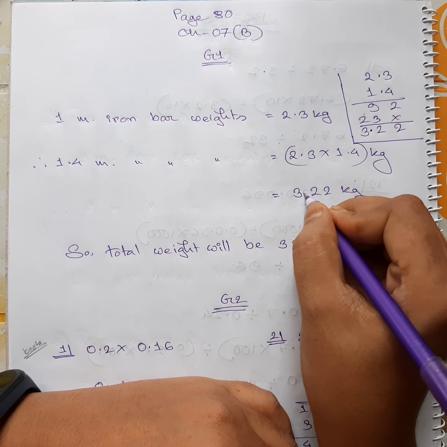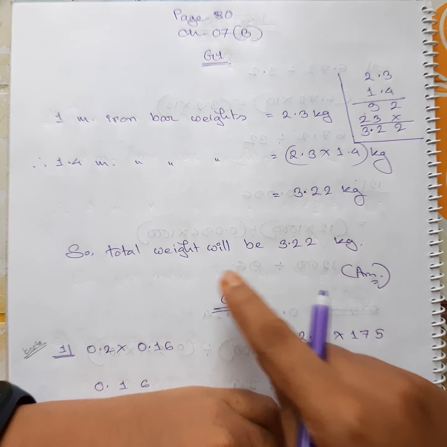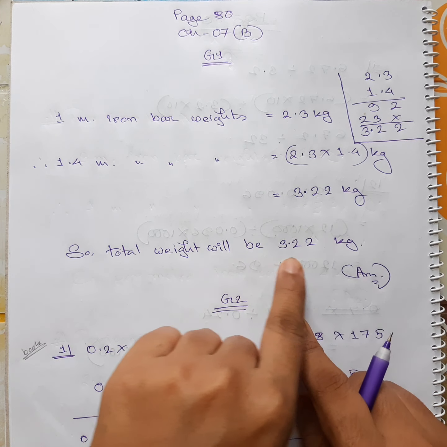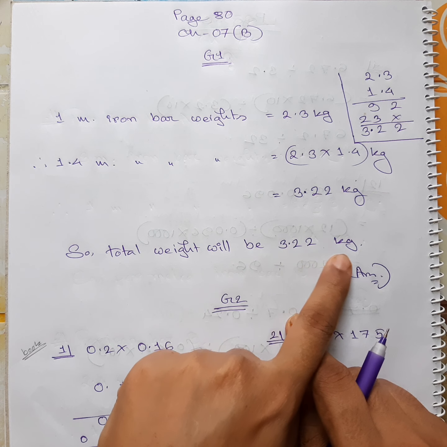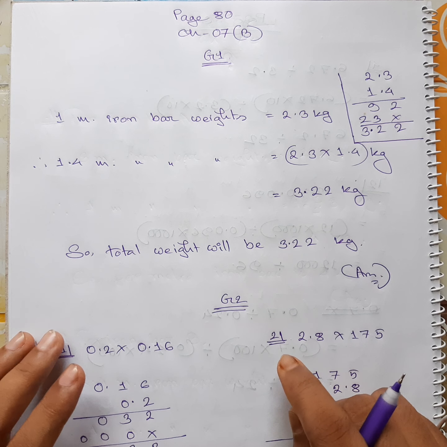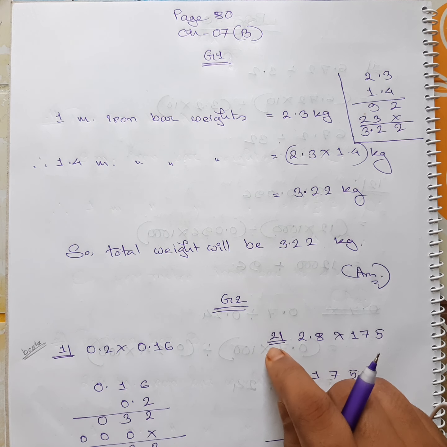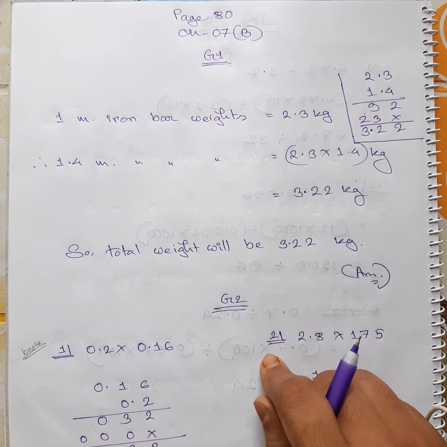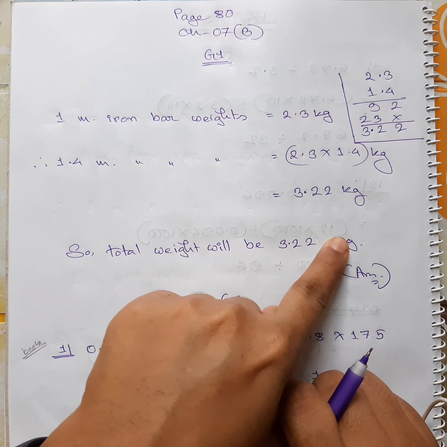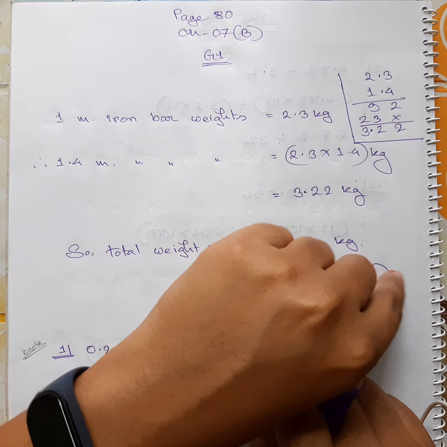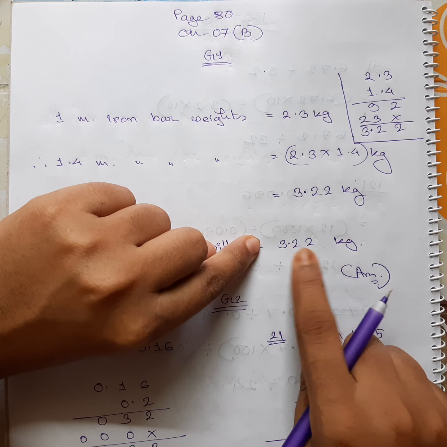I have to write the unit there also. I didn't give it because I wanted to show you. Now this is your answer. So the total weight will be 3.22 kg. Another thing I want to remind you: if you are running out of time in your exam, you can skip that line and just write down the answer with the unit.